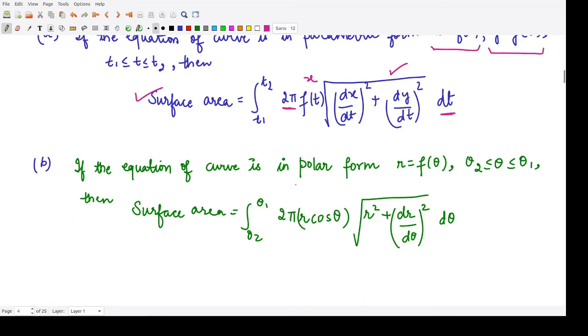And if you have polar curves in the form of r is equal to f theta, here the expression for x was r cos theta, and for y it was r sin theta. So instead of y, we have the value for x here, and this term is the same. So these are the formulas.